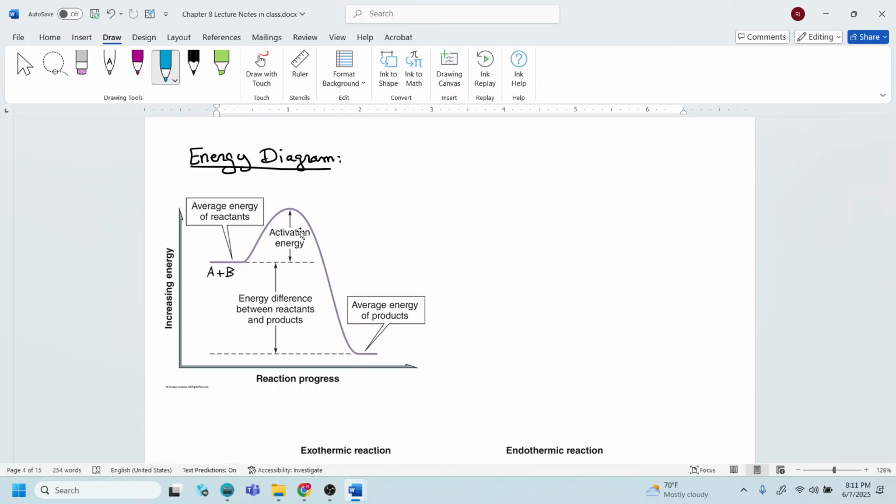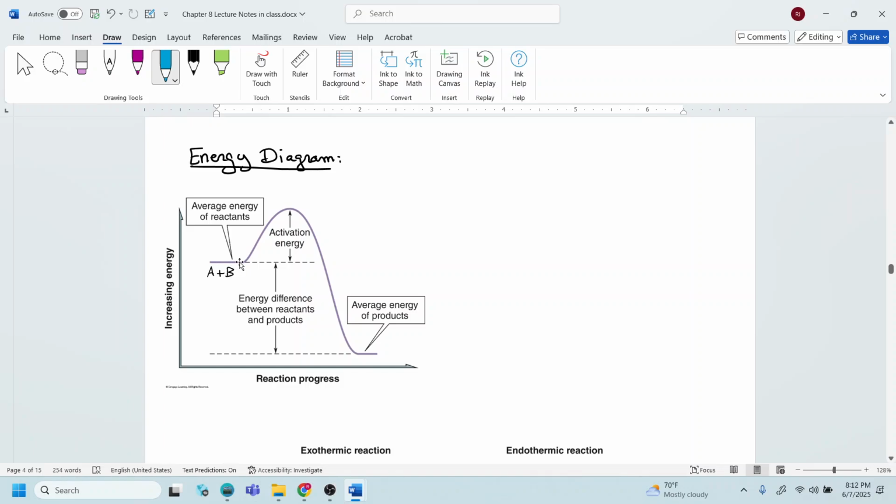For the energy diagram of the reaction. So the energy diagram of the reaction gives us information about the reaction. And as I said, it is the plot of the energy of the reaction versus the progress of the reaction over time. So how the reaction has progressed over time. It always starts with the reactants and it ends up in the products.